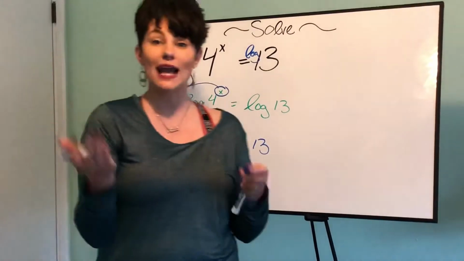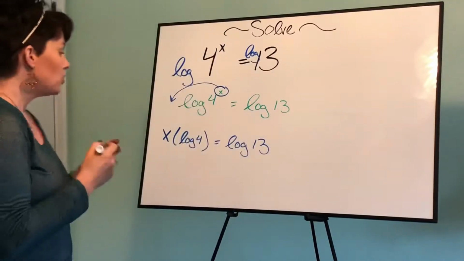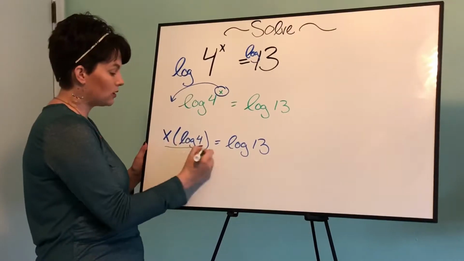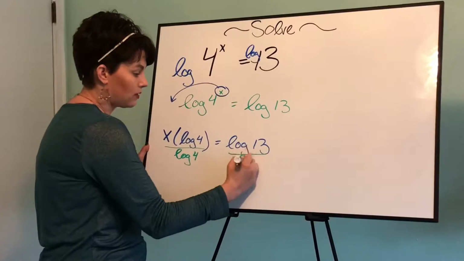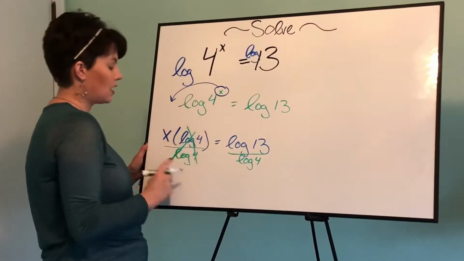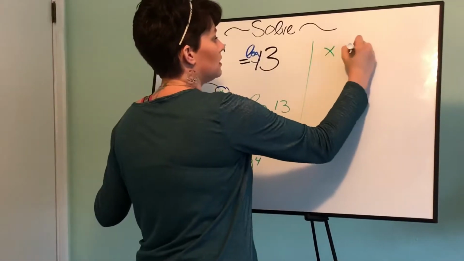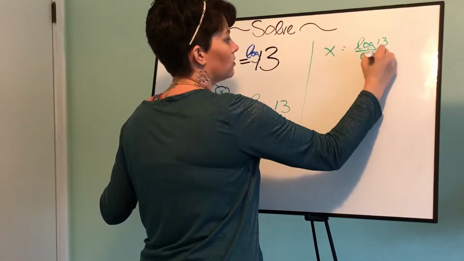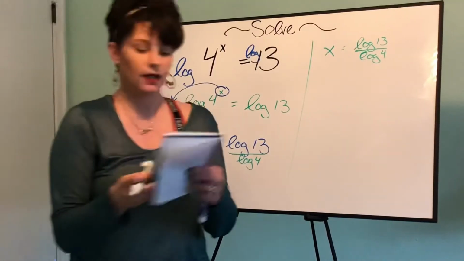And now I can isolate the x, which was the goal the whole time, to get the x by itself. You can see that this says x times log 4, so all I would have to do to get the x by itself is divide by log 4. And then divide by log 4 on this side. And so then you get x equals log 13 over log 4.